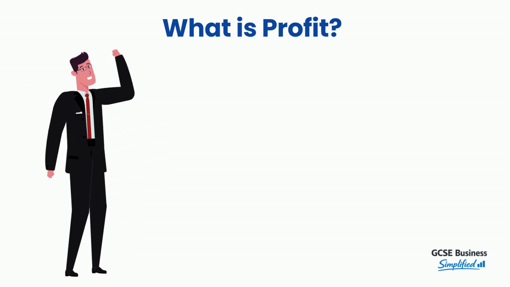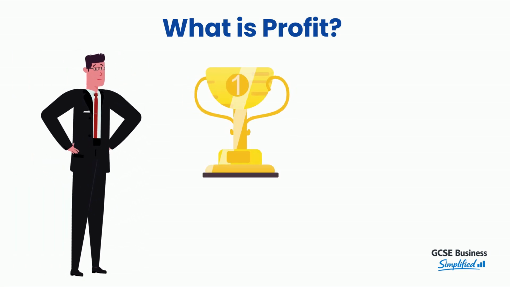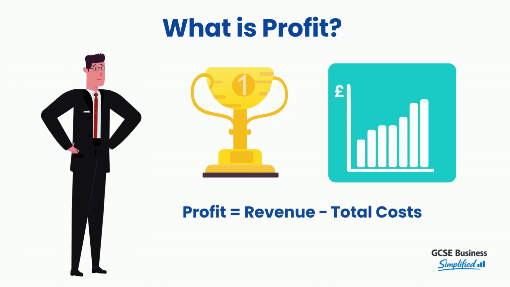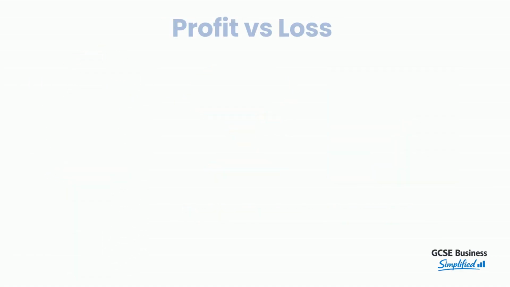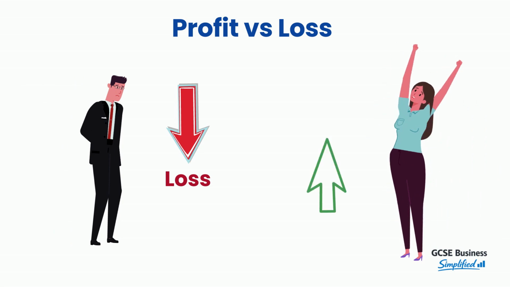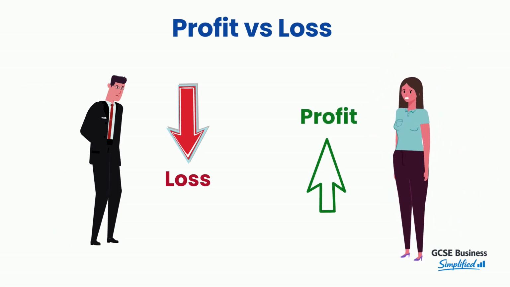Profit is what's left after a business pays all its costs. If revenue is higher than total costs, the business makes a profit. When costs are higher than revenue, the business makes a loss. When revenue is higher than costs, the business makes a profit. It's that simple.